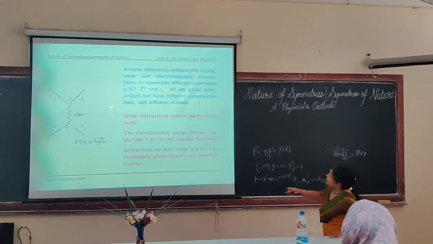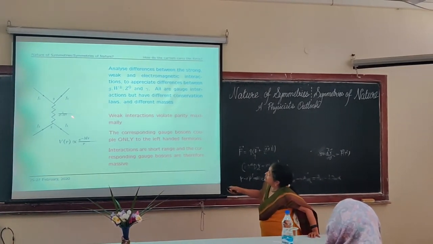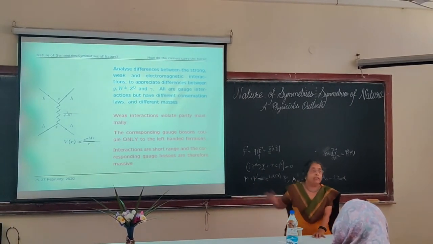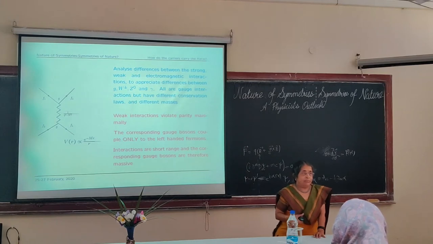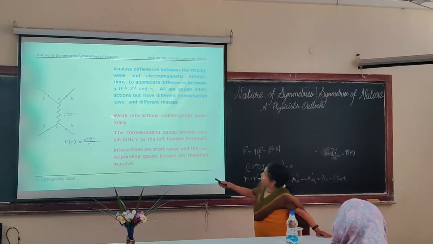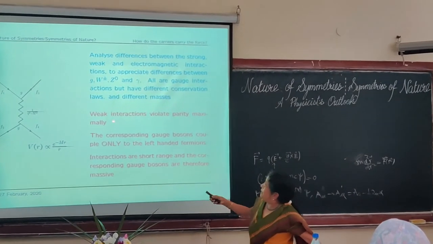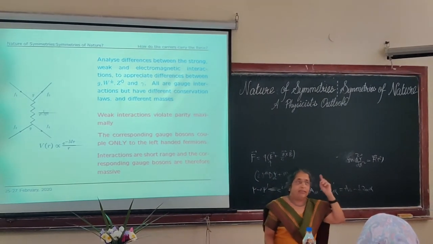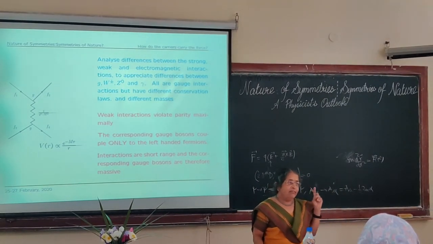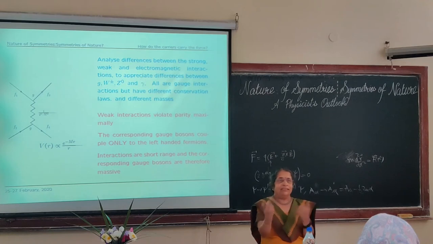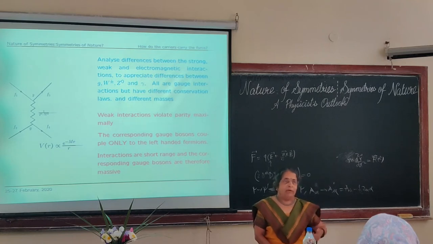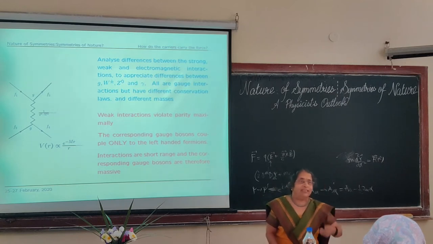for example, one of the things that we know, what can be the differences between, let's say, the photon and the W boson? Let's ask the question. What is the difference? Weak interactions violate parity maximally. And I discussed this in my first lecture when I told you that LR symmetry is actually violated. When the beta decay electrons come out, the electrons that come out are always left-handed, with their spin anti-parallel to the direction of motion.